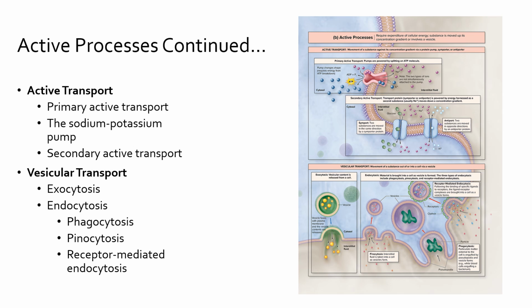Exocytosis, which is vesicular transport, is a process where large molecules or substances are secreted from the cell. This involves fusion of vesicles into the plasma membrane, releasing contents into the extracellular space. It is essential for secretion of hormones, neurotransmitters, and digestive enzymes.